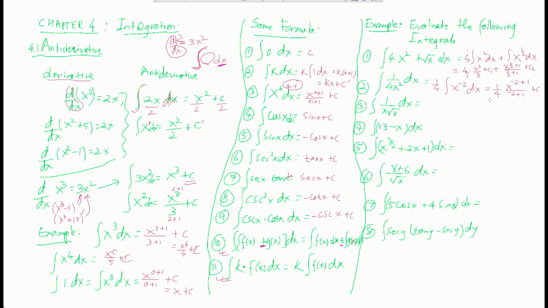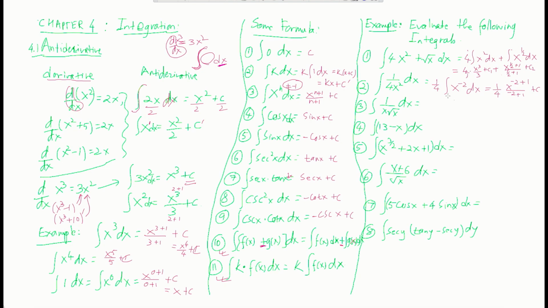If you simplify this, what do you get? You get 1/4 x to the -1 over -1 plus c. And if you simplify this, you will get -1. 4 times -1 is -1/4 times, and then this x to the -1 goes to the bottom making x to the +1, right? So 1 over 4x plus c is the final answer. Number 1.